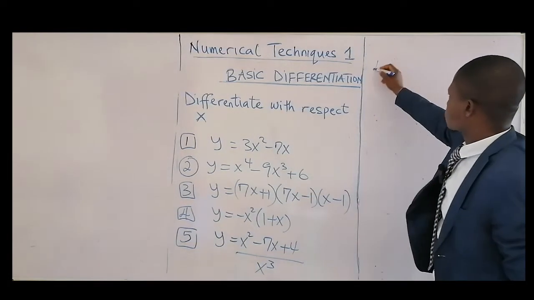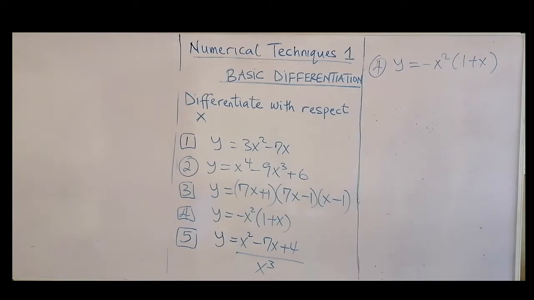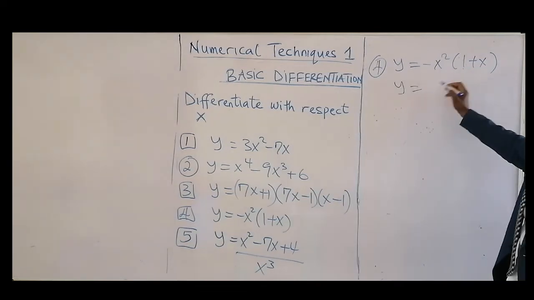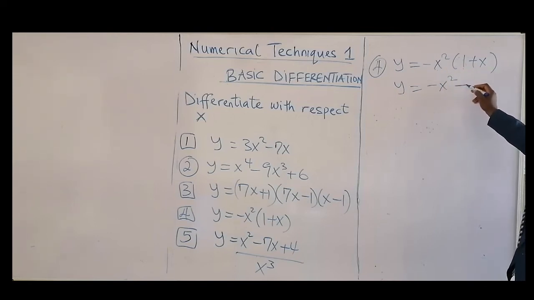Yeah, question 4. We have y. So what can we do? We can use the product rule, or we expand. This one times this one, that's minus x squared. This one times this one, that will be minus x power 3. This is power 2, this is power 1, this is power 3.